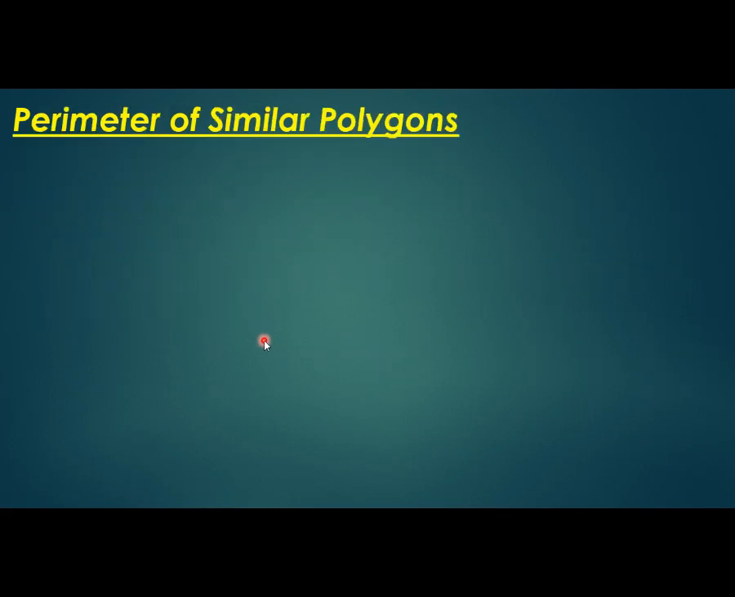So let's talk about the perimeters of similar polygons. When it comes to similar polygons, in the previous classes we discussed what similarity is. If two geometrical objects have the same shape but differ in size, they are said to be similar.